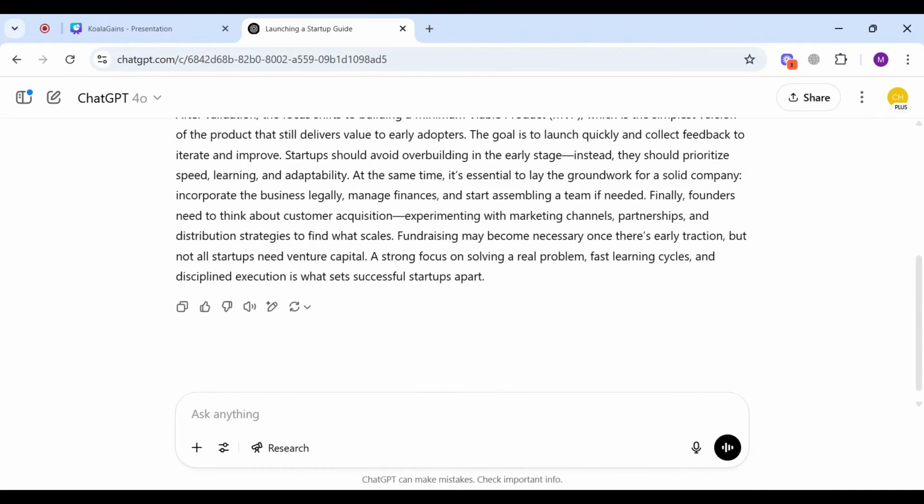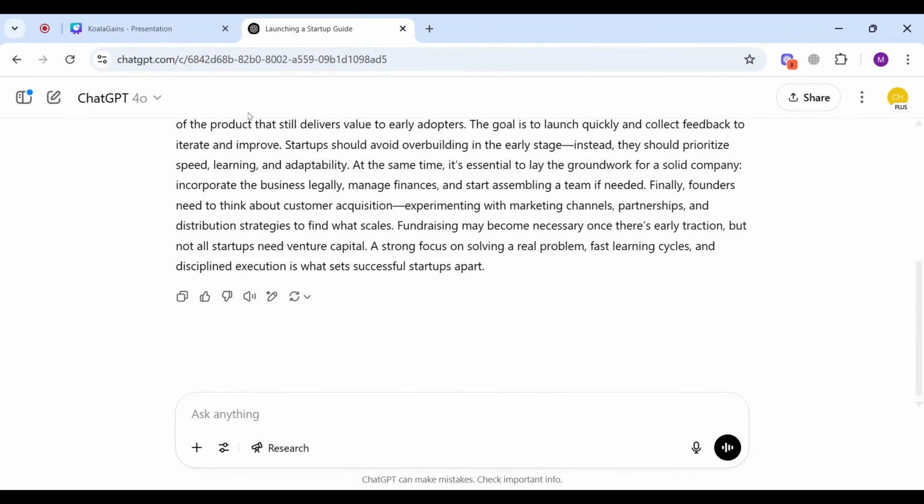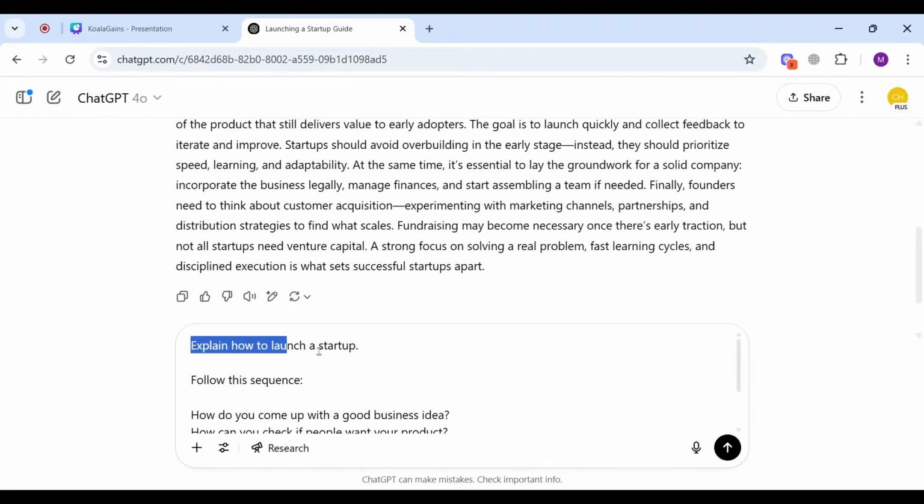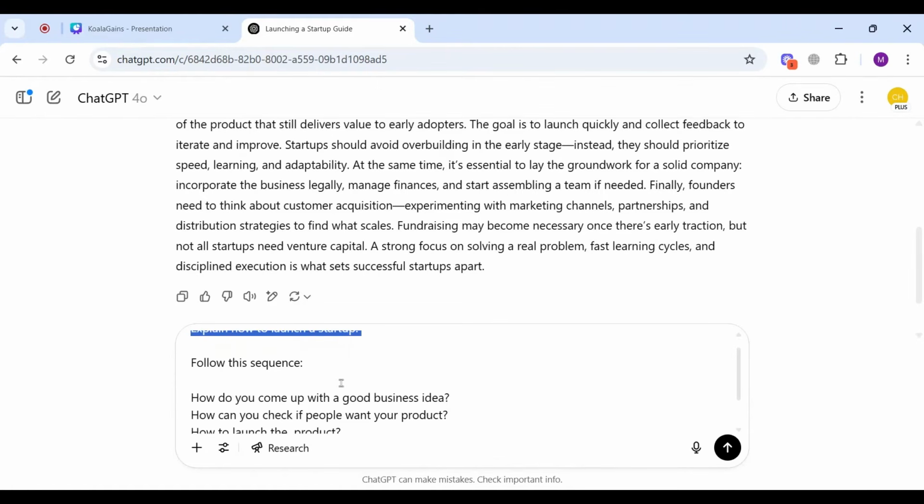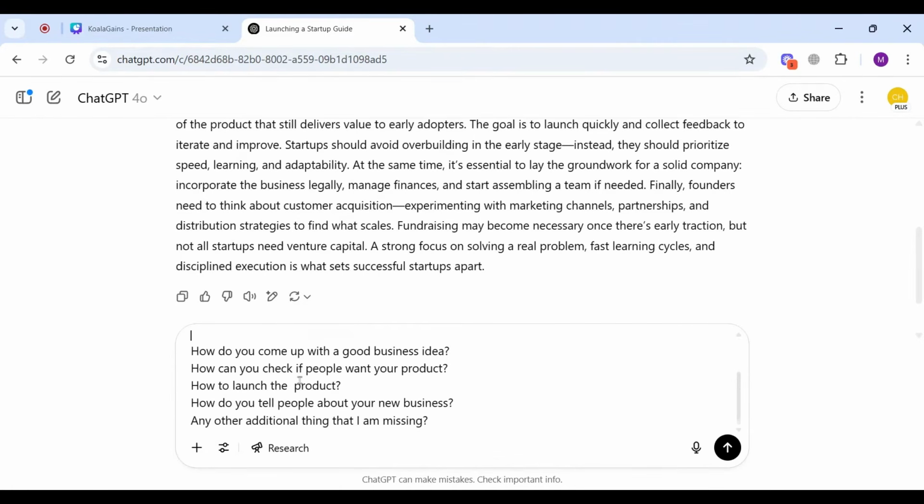Now let's use guided exploration to get the answer to the same question. I've started my prompt with the same question, but I am guiding the LLM to answer me in the following sequence. That is, first, start with how to generate a good business idea. Then answer me, how can I check if people want my product? How to launch the product? How do I tell people about my new business? Any other additional thing that I'm missing?